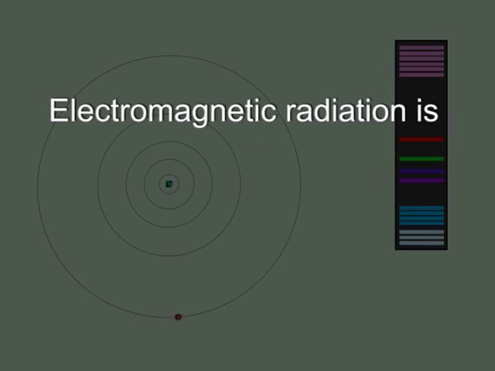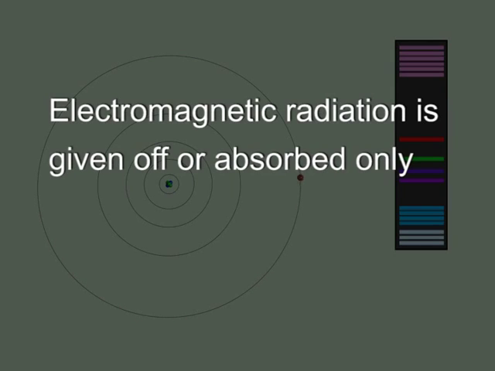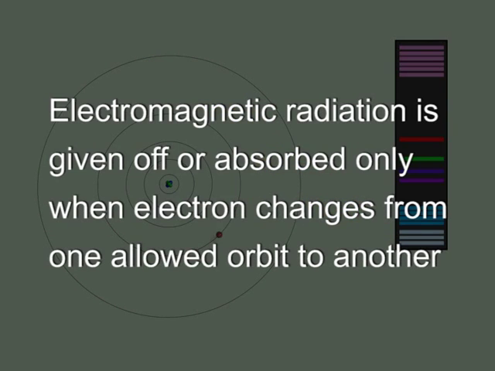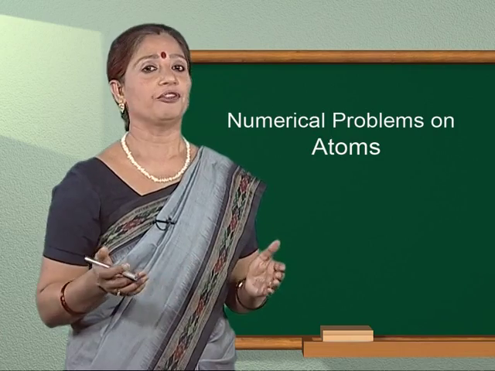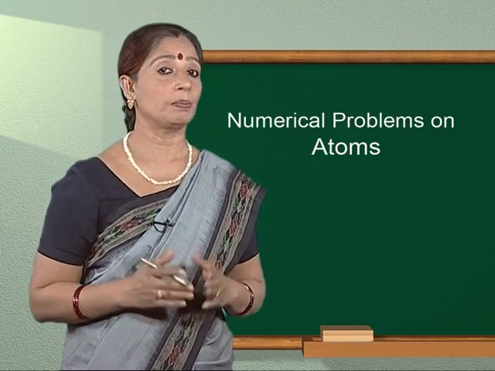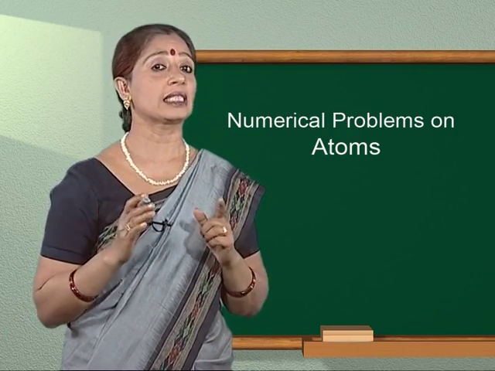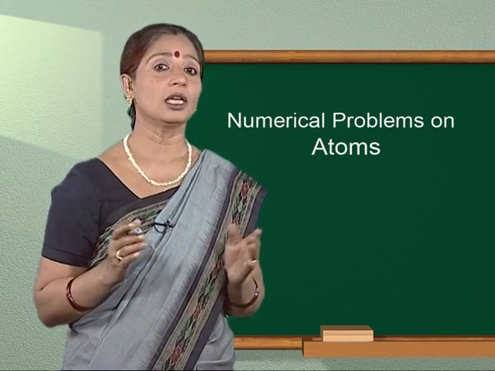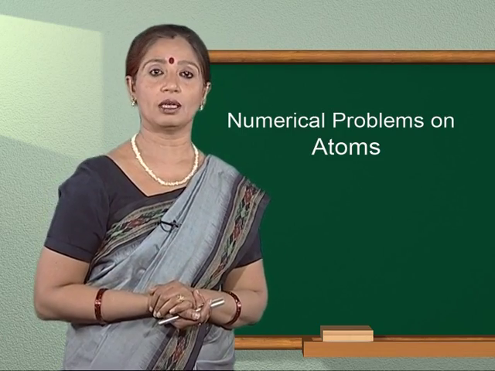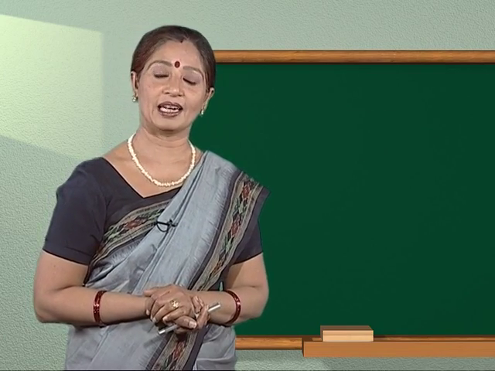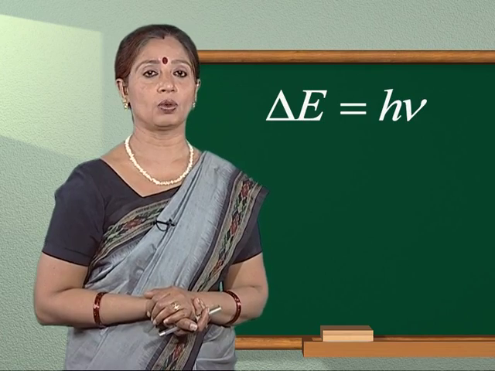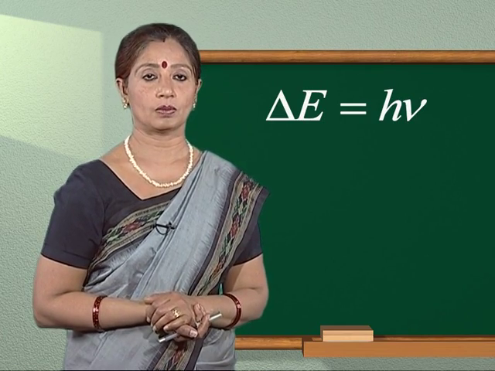Electromagnetic radiation is given off or absorbed only when electron changes from one allowed orbit to another. If the energy difference between the two orbits is delta E and nu is the frequency of the photon emitted or absorbed, then delta E is equal to h nu.